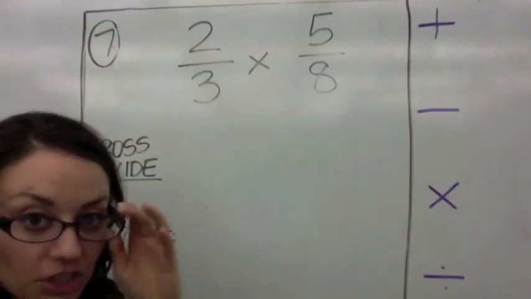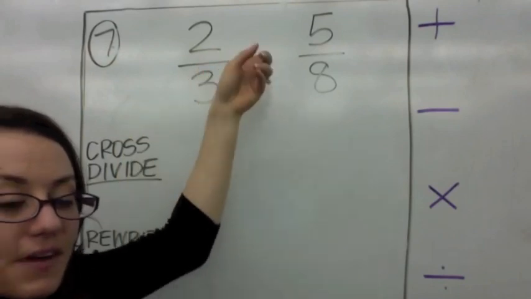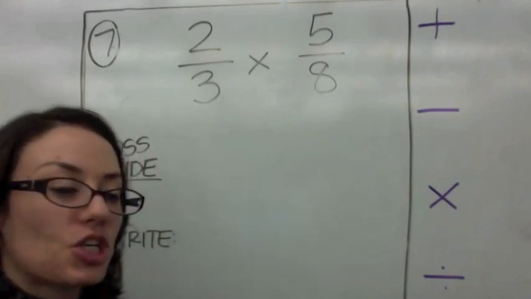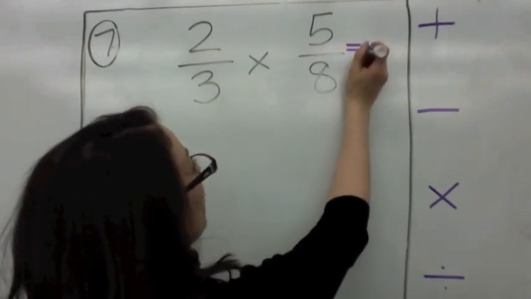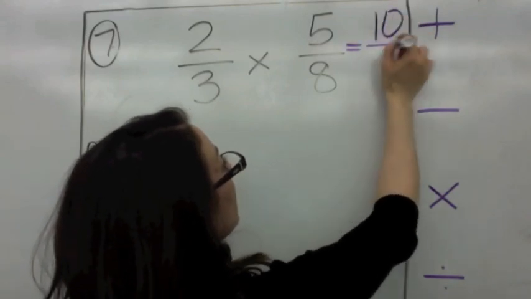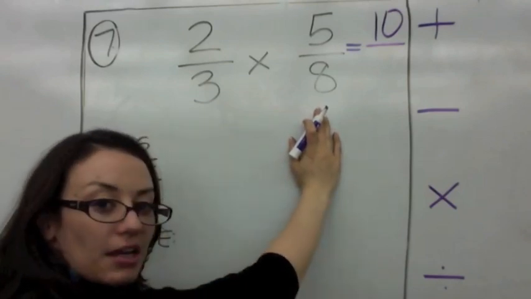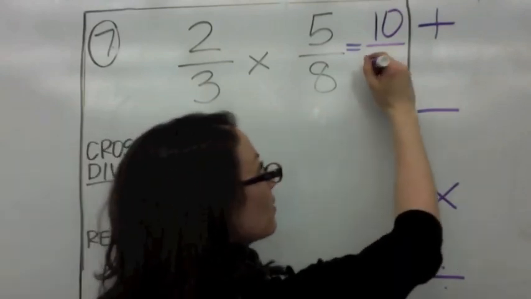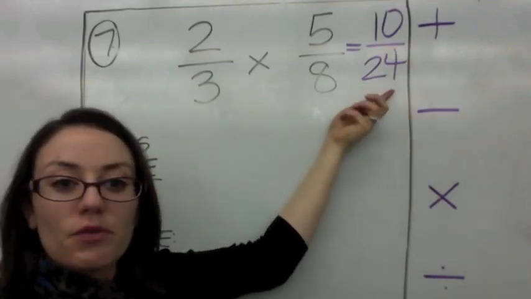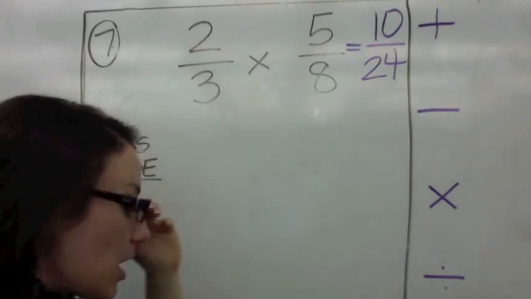This is number 7 on your classwork. Read it with me. It says 2/3 times 5/8. So what are we doing here? We're multiplying fractions. When you multiply fractions, first you multiply the numerators. What is 2 times 5? 2 times 5 is 10. Then you multiply the denominators. 3 times 8 is 24. Now, you can simplify 10 over 24 because they are multiples of what? Multiples of 2. They're even numbers, right?